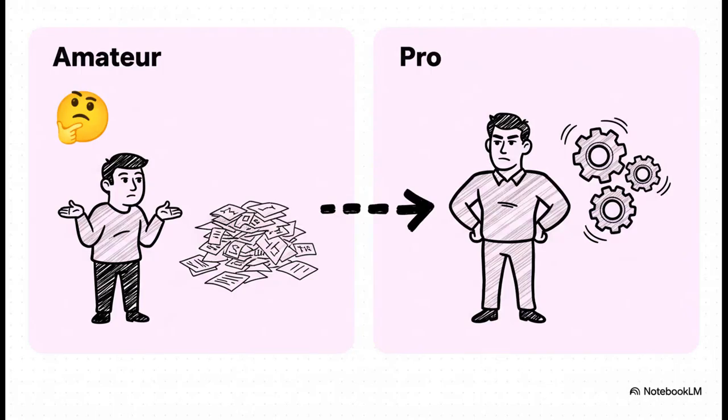And this slide right here lays it all out. You've got two paths, amateur versus pro. The amateur approach is kind of passive, right? You just upload some stuff and hope for the best. The pro approach is systematic, it's intentional, it's powerful. Our goal today is to get you from the left side of this slide firmly over to the right.